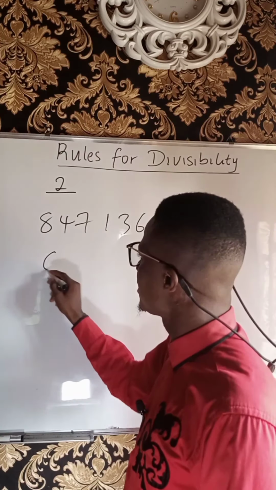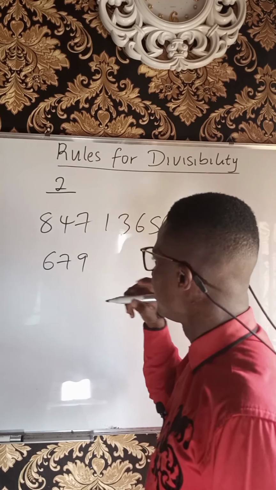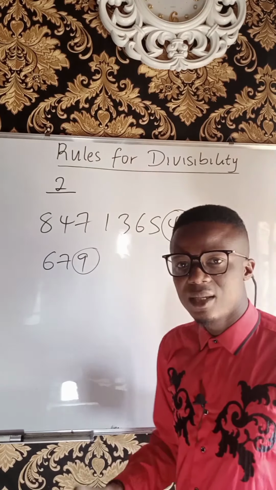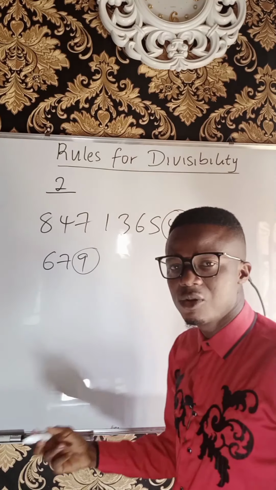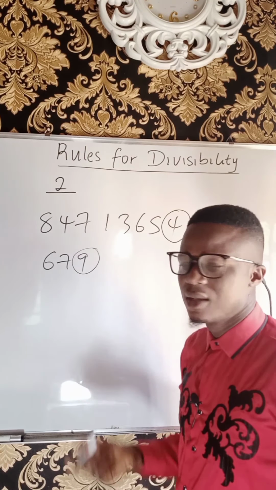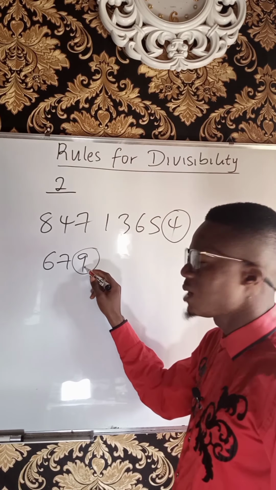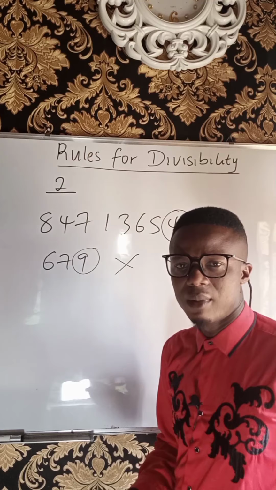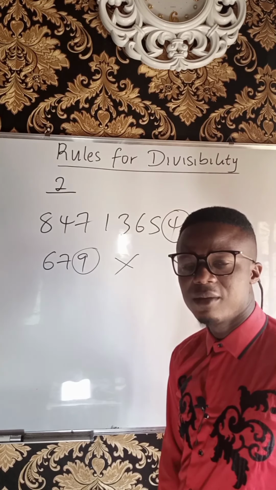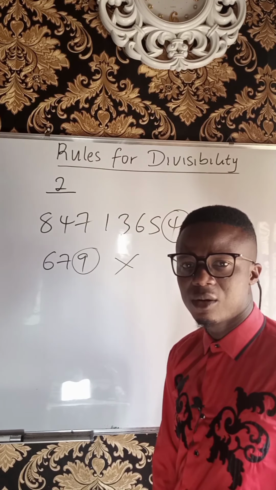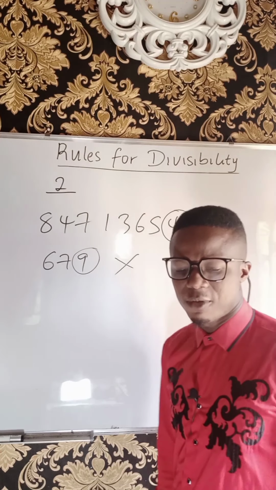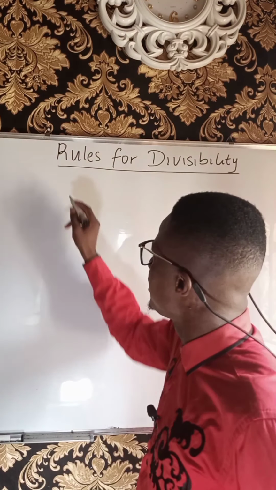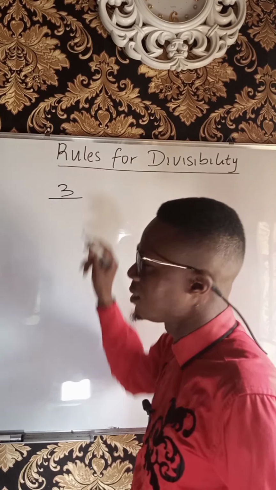So if you have something like 679, you ask yourself, the last digit here is 9. Is this 9 divisible by 2? No, there must be a remainder. Because 2 cannot divide 9, we conclude that this number is not divisible by 2. That is how you know if a number is divisible by one number or the other. So let's go for 3. How do you know if a number is divisible by 3?